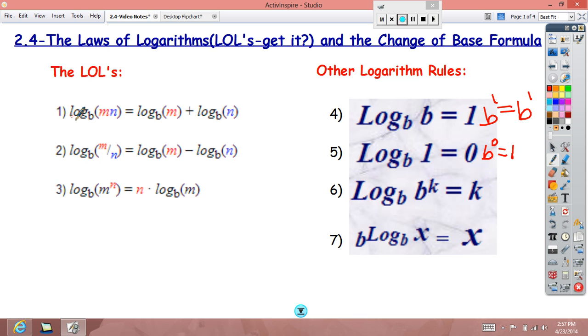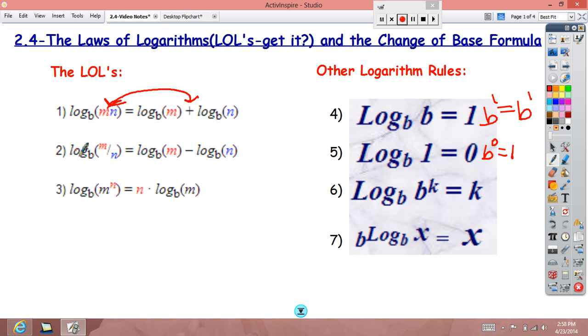In number 1, if I have log base b of m times n, so m and n are multiplied, then they can expand to be log base b of m plus log base b of n. So the m comes here, the n comes here, and basically if you're multiplying, it turns into addition. This is called expanding, or making the logarithm larger. There's also condensing, which means you start here and work backwards. So this can go either way. It's a double arrow there.